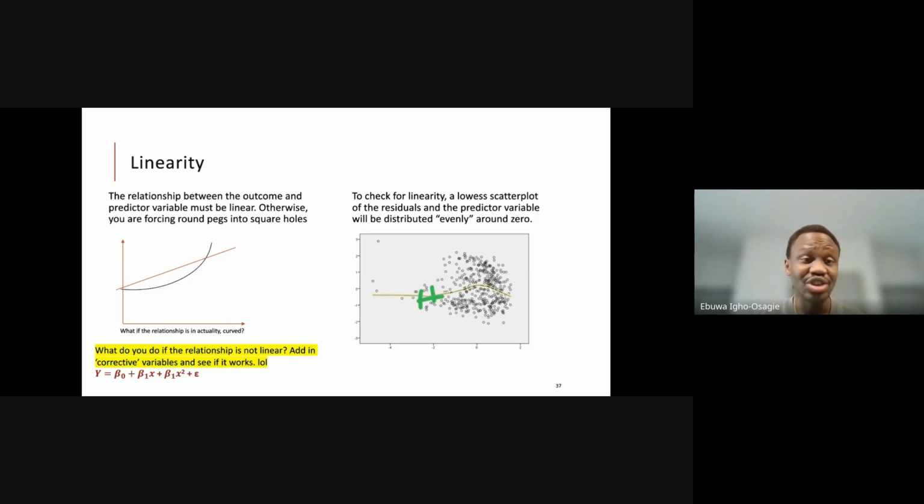So let's jump right into linearity. The relationship between the outcome and the predictor must be linear. Must, oh my God, must. Who said must? Okay, we said must. We want to assume, we want to believe that the relationship between the number of hours worked and the number of kids is linear. Otherwise, you're forcing round pegs into square holes. No one knows what that means, but I guess maybe you do.